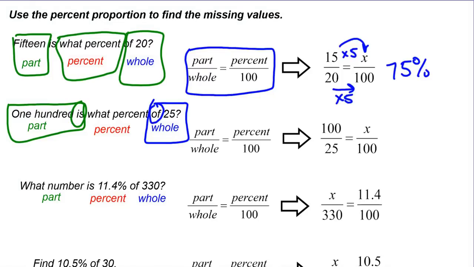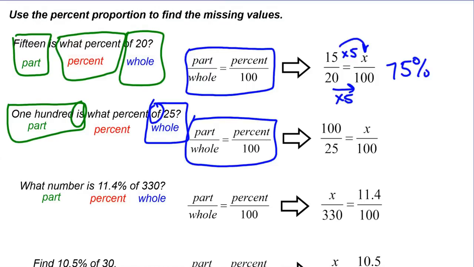So 100 is what percent of 25? So out of 25, what percent? So the percent is missing again in this problem. So we're going to use our percent proportion to fill in what we know, and what we don't know, we'll put an X there. So the part is the 100, the whole is 25, and the percent is missing.